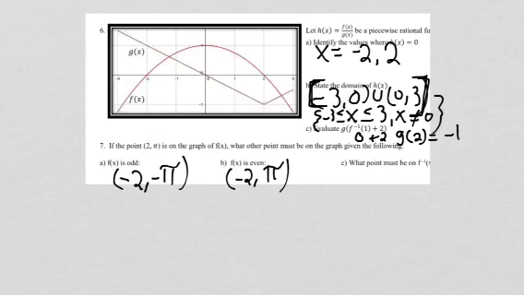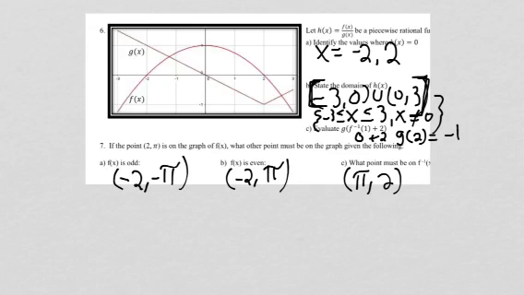And then what point must be on f inverse of x? Well, the inverse just flips the inputs and the outputs. If the original function sent the input to the output, the inverse sends the output back to the input. So that means if (2, pi) is on there, then (pi, 2) better be on the inverse function. And that one is done.